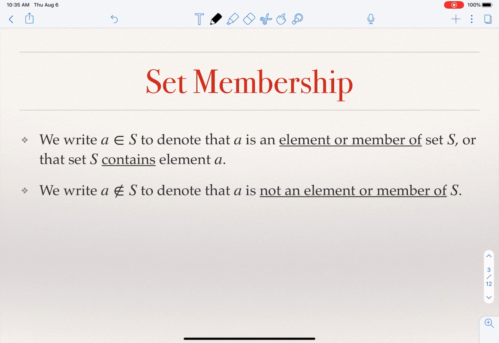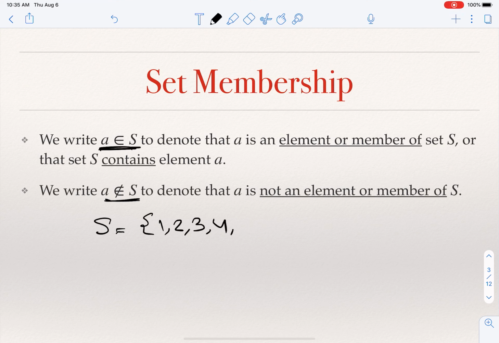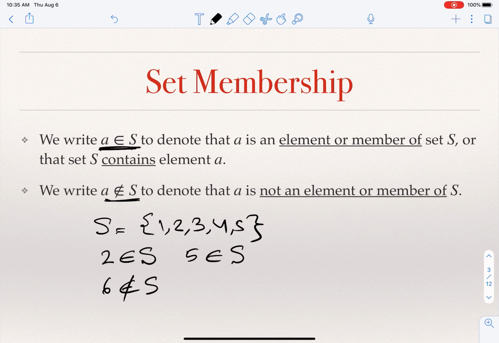When we talk about a set, the first thing we need to talk about is whether a specific item is an element of that set or not. So we use this notation here to denote that a is an element of a set, or this notation to say that a is not an element of a set. So if I take the set S to be the numbers 1, 2, 3, 4, and 5, I can say, for example, 2 is an element of the set S. 5 is an element of this set. However, 6 is not an element of this set.